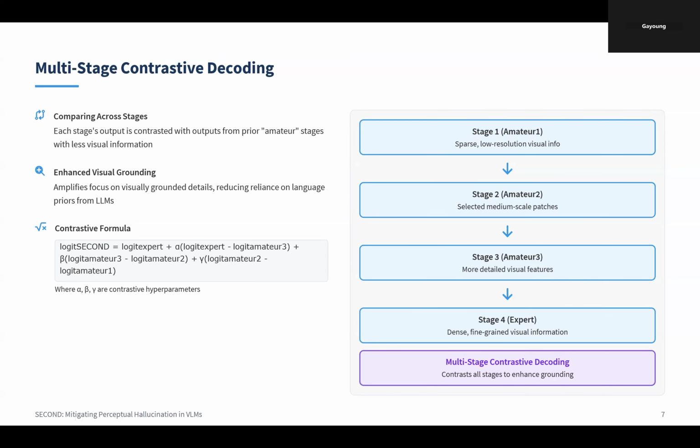You mean that stages one to four are the multi-stage, and all of the process is included in multi-stage contrastive decoding. Right. Basically, for stage one, we use the patch with low resolution. And if you go to stage two, stage three and stage four, on the backward side, they use high resolution input.